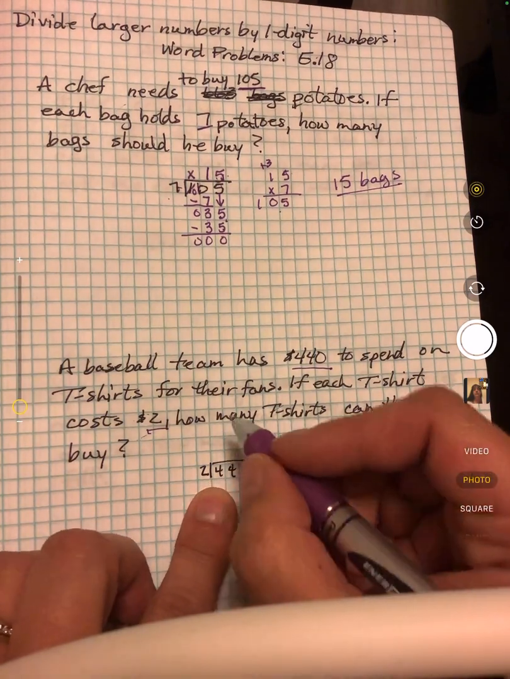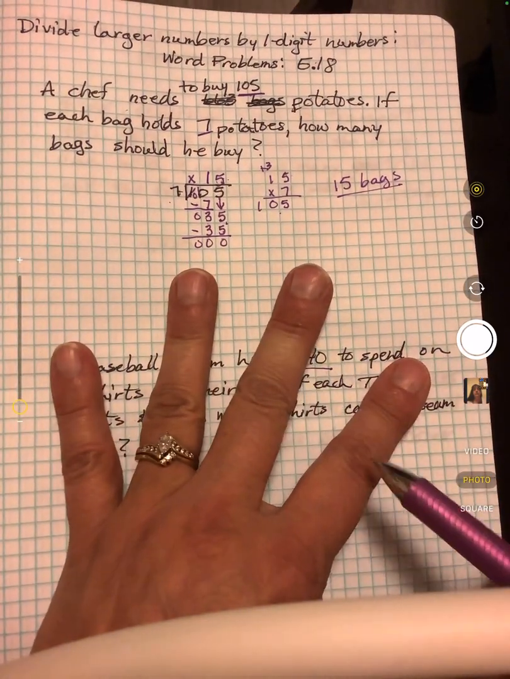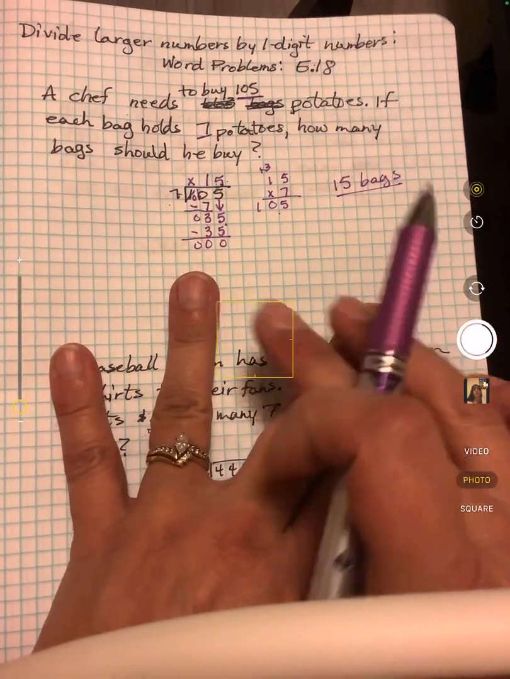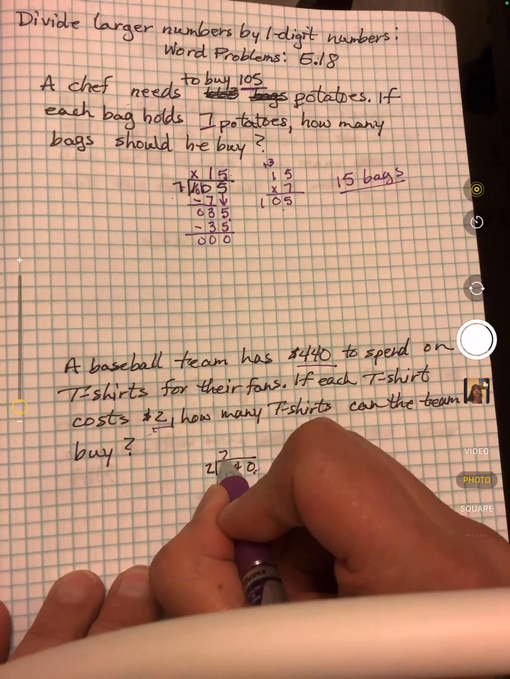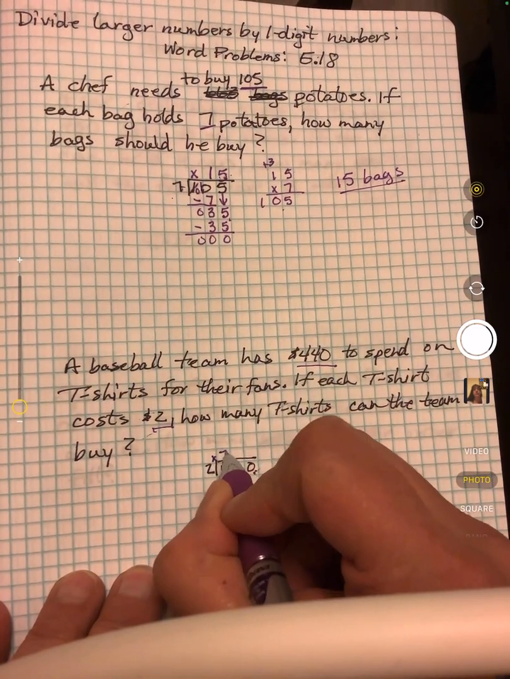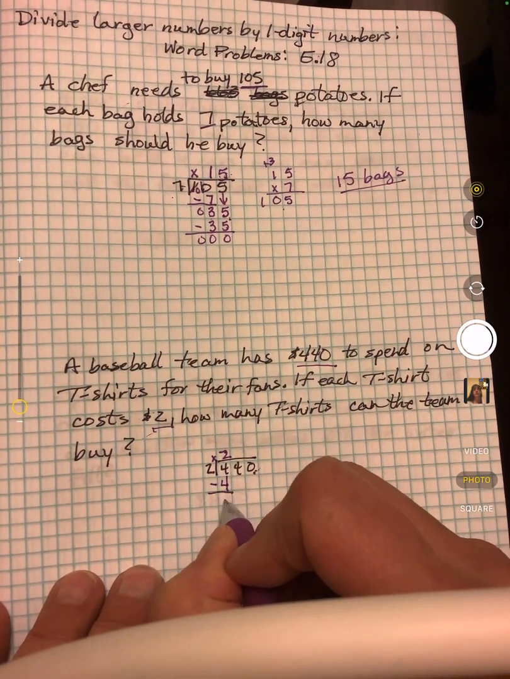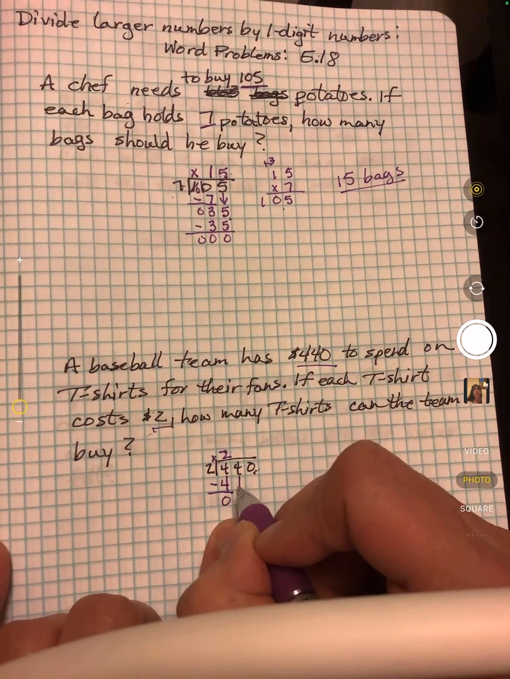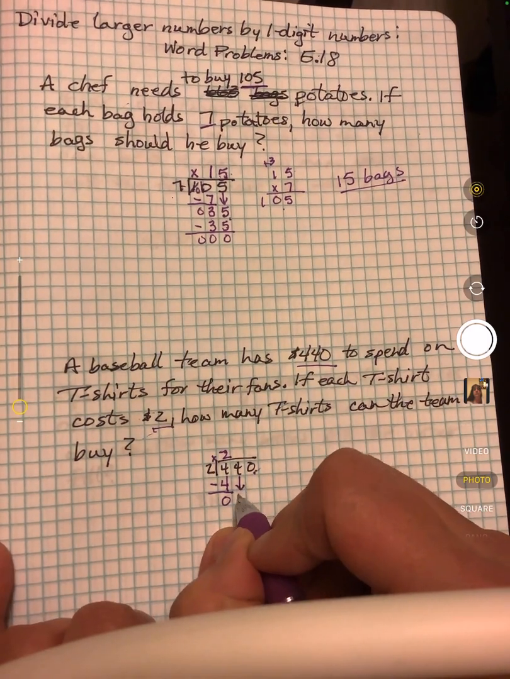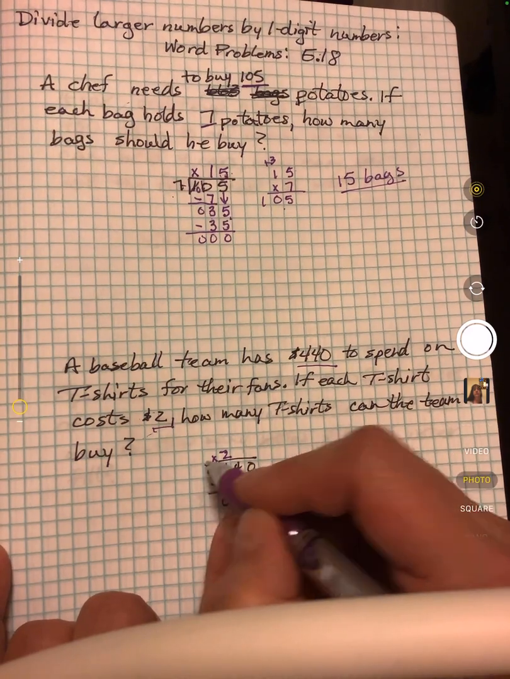Okay. So can I do this? 4 divided by 2. 1, 2. There's one group of 2. Here's another group of 2. So that would be 2. 2 times 2 is 4. We subtract. And now we bring down. Put the 4 right next to the 0. Now I have 4 divided by 2 again.